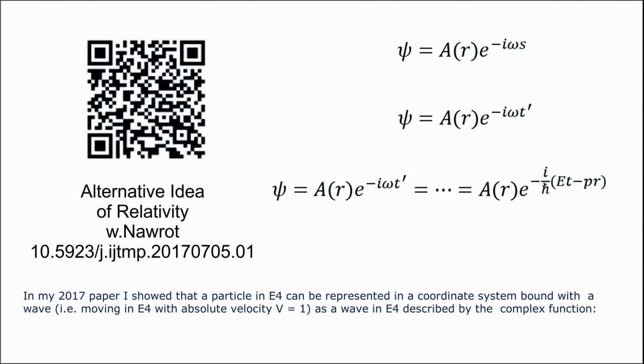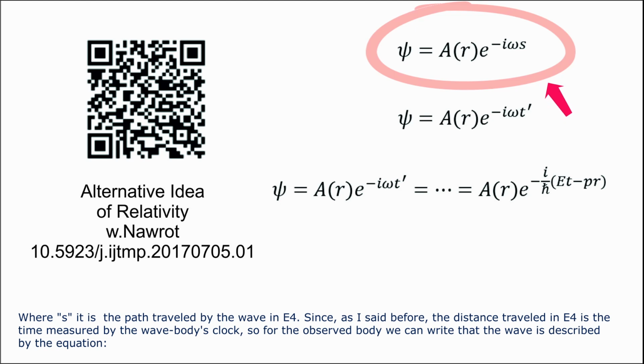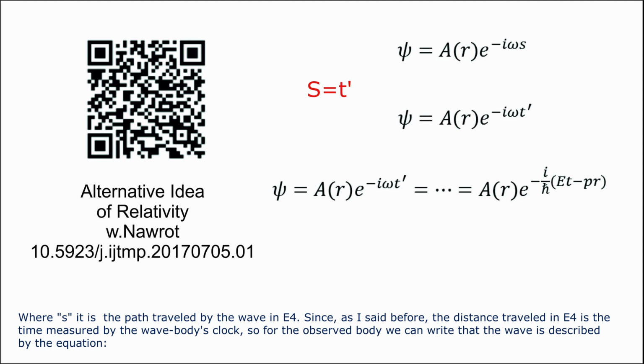In my 2017 paper, I showed that a particle in E4 can be represented in a coordinate system bound with a wave, i.e. moving in E4 with absolute velocity v equals 1, as a wave in E4 described by the complex function, whereas it is the path traveled by the wave in E4. Since, as I said before, the distance traveled in E4 is the time measured by the wave body's clock, so for the observed body we can write that the wave is described by the equation.